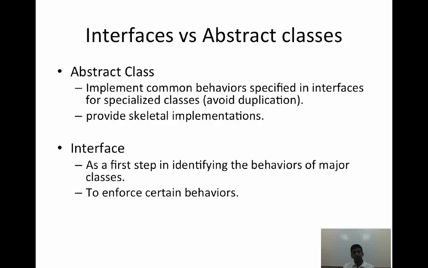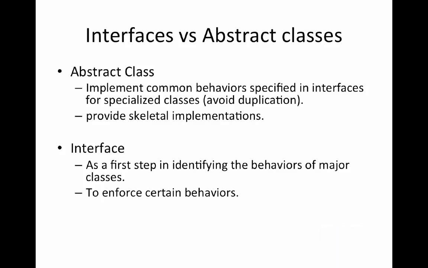On the other hand, I would use interface basically as a first step to identify the behavior of my major classes. So I would rather first have a parking space interface that identifies the high-level behaviors of a parking space, and then an abstract class for parking space where I actually provide skeletal implementations for these methods, and then concrete classes of regular parking space and handicapped parking space, which have all the behaviors defined. And an interface can also be used to enforce some behaviors, as we can see.